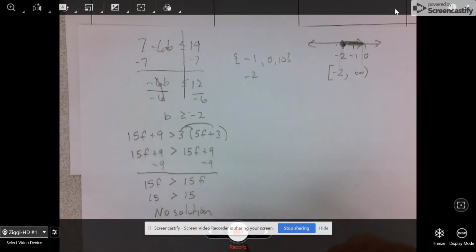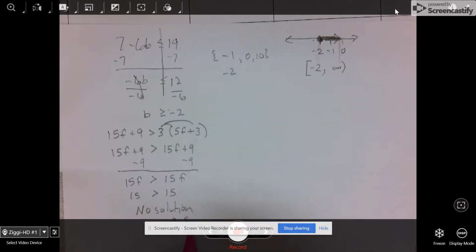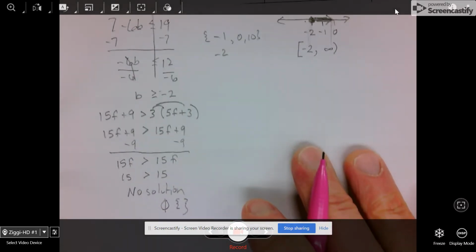And you can just leave your number line blank. No solution. You can write empty set. Either one of those works. It's kind of a special case.